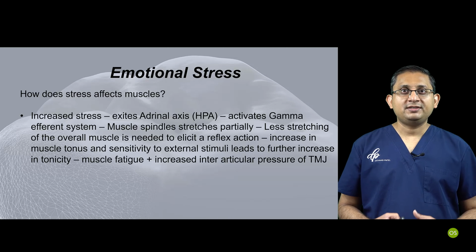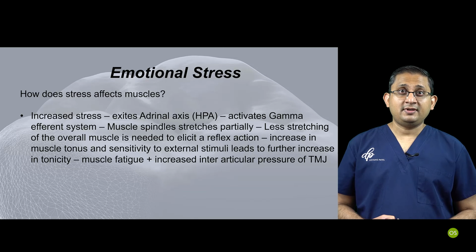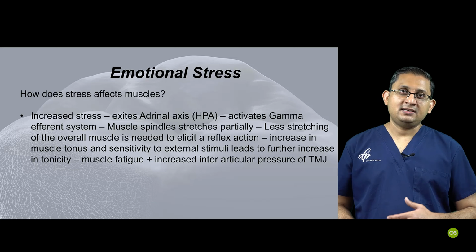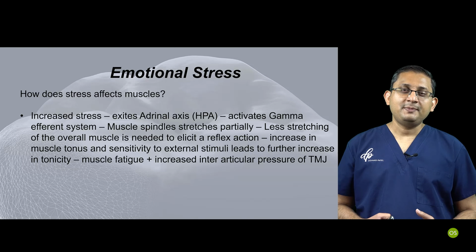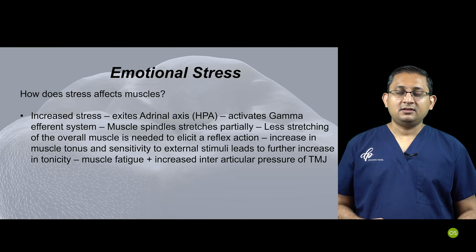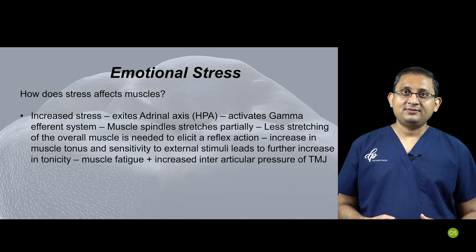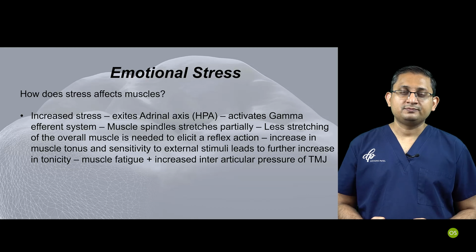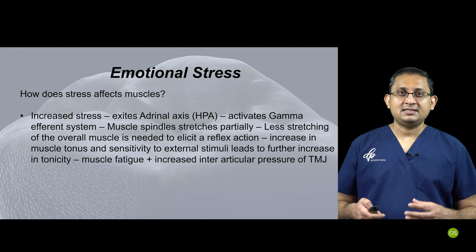So when you have increased stress, it excites the adrenal axis, and what that does is it affects the gamma afferent system, and it also activates it. Because of that, the muscle spindle stretches, and because of that, less stretching of the overall muscle is needed for some stimuli. And because of that, increased muscle tonus and sensitivity to external stimuli, the muscles are already all stretched and toned, and that causes muscle fatigue and also increases interarticular pressure in TMJ and causes a TMD.